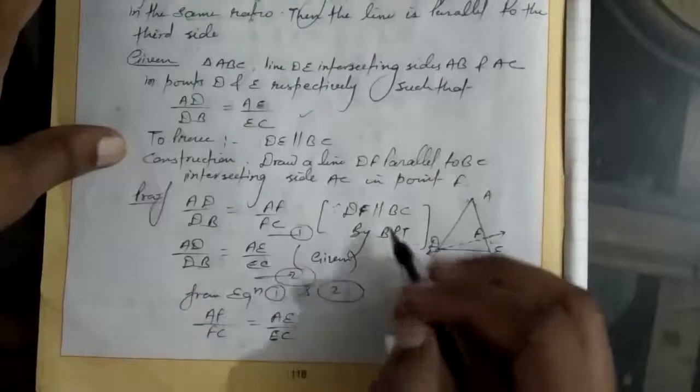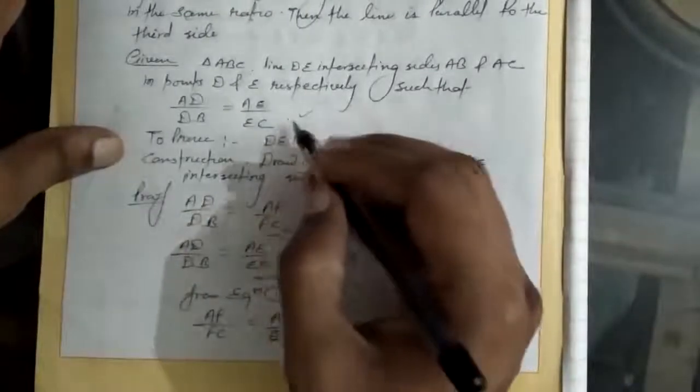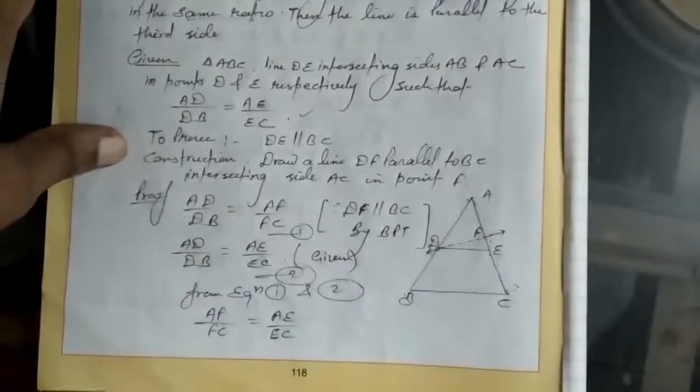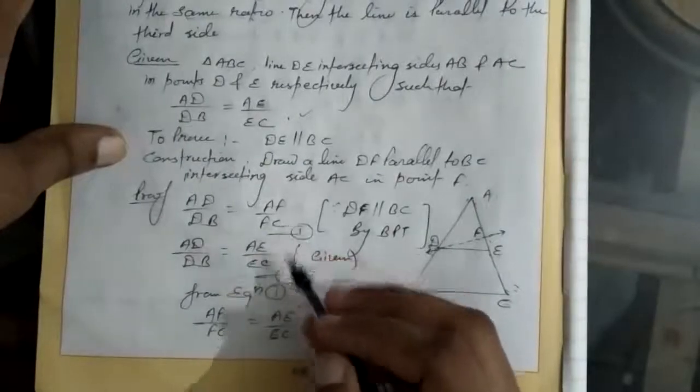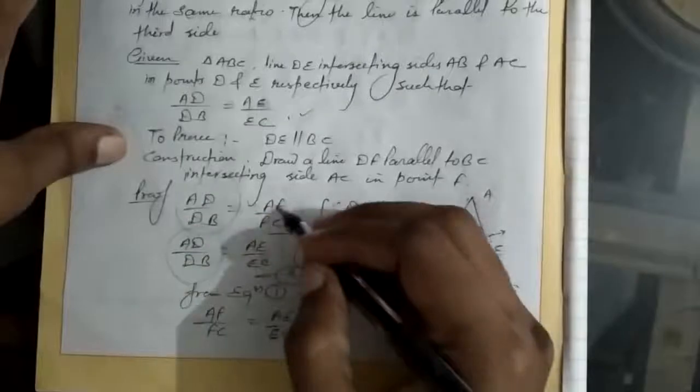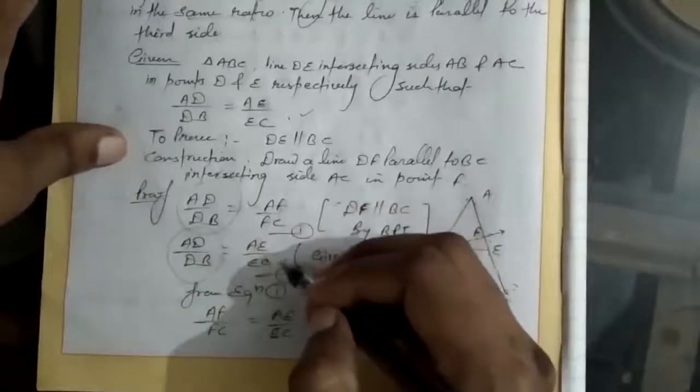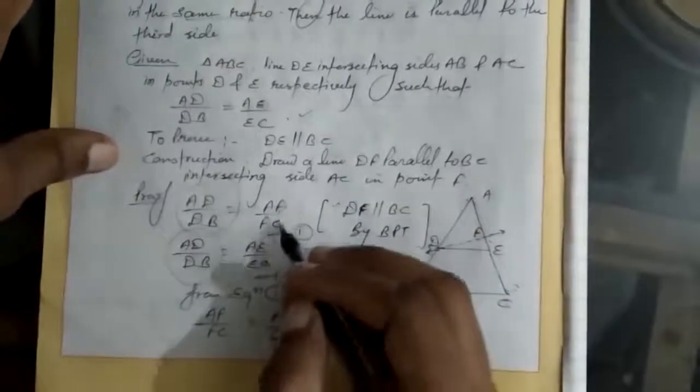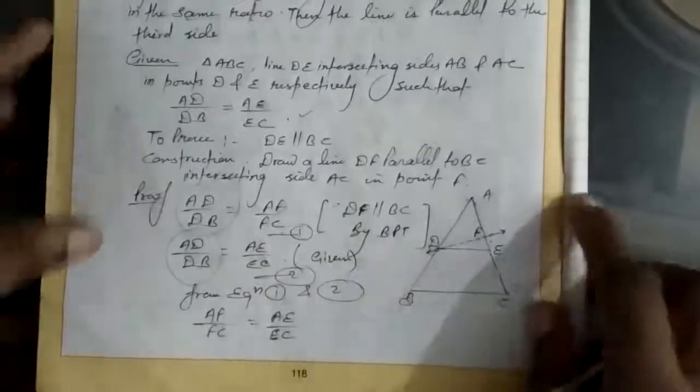And now you see what is given to us. This is already given to us. This condition we have written here. Let this equation be 1 and this equation 2. And now you see here, these terms are common. So this ratio will also be equal from equations 1 and 2. So AF upon FC equal to AE upon EC.